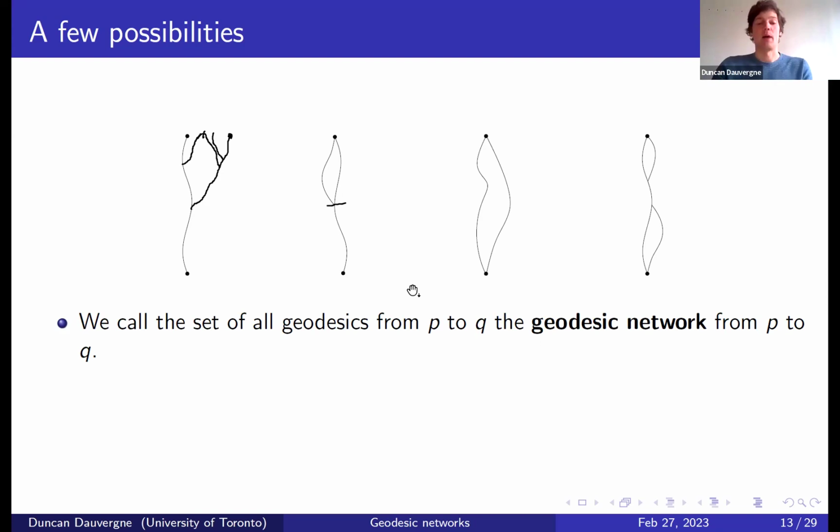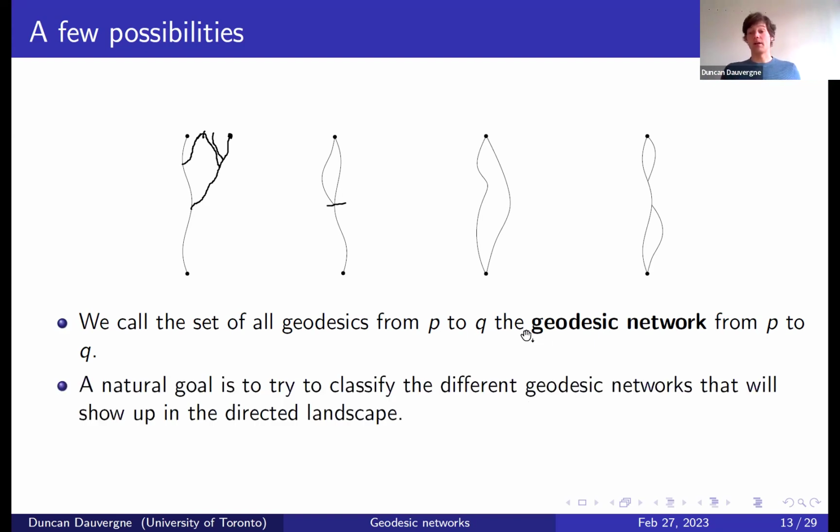So I'm going to call the set of all geodesics from P to Q the geodesic network from P to Q. And our goal is going to be to try and classify what sort of things we see in this directed landscape. If you prefer to think about the discrete models, think of these as shadows of structures that will stick around in the scaling limit. So they're not things that are happening because of exact microscopic properties or just happening at small scales, but are fundamental structures of the type of random geometry that we're studying.